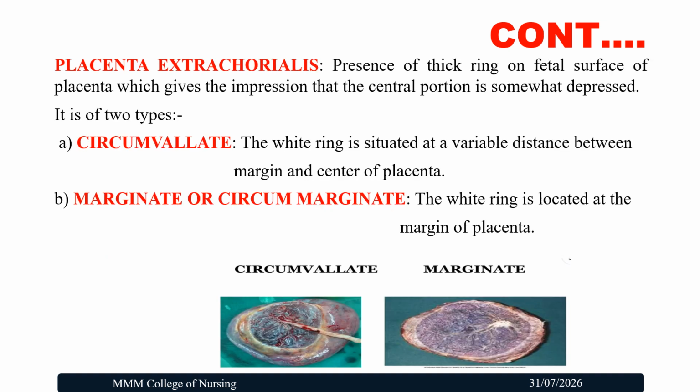Next type is placenta extrachorialis, which is the presence of a thick ring on the fetal surface of the placenta, giving the impression that the central portion is somewhat depressed. It divides into two types: circumvallate and marginata. Circumvallata is a white ring situated at a variable distance between the margin and the center of the placenta. Marginata is where the white ring is located at the margin of the placenta. This is the difference between circumvallata and marginata.